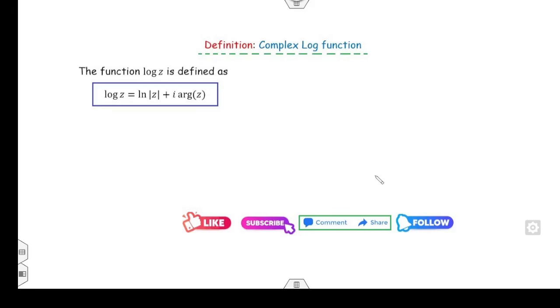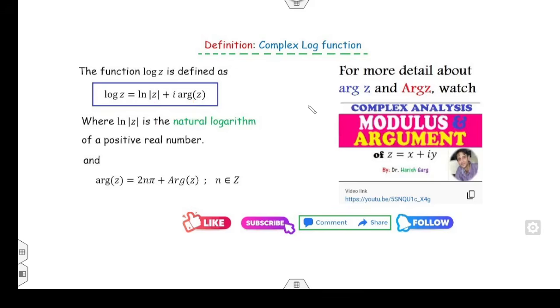Now we can define the complex logarithm function, the function log of z. As I said, this is the modulus, and small arg means the general argument, which is defined as 2n pi plus capital ARG. Capital ARG is known as the principal argument. For more details about the difference between small ARG and capital ARG, you can watch my previous lecture, modulus and the argument.